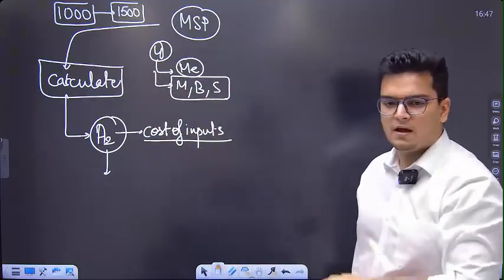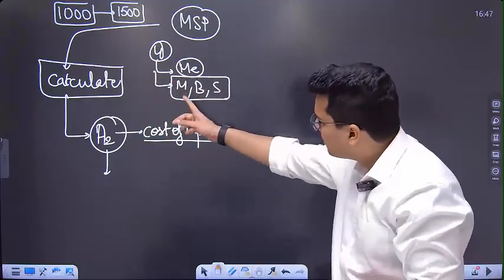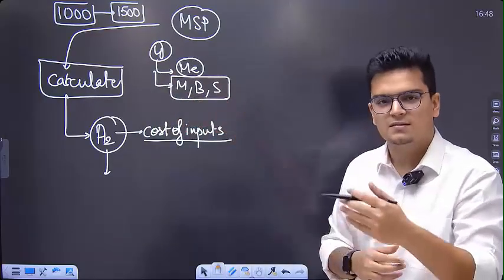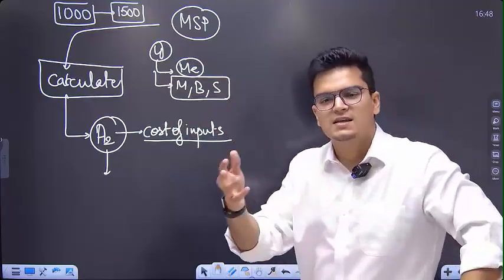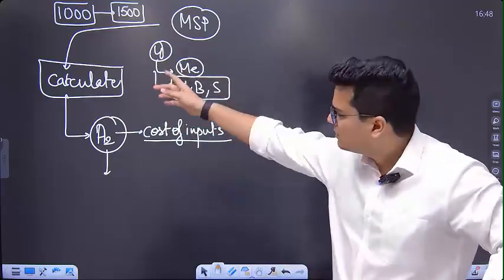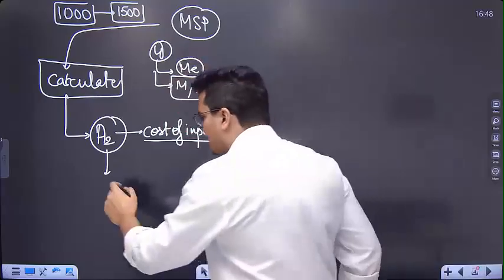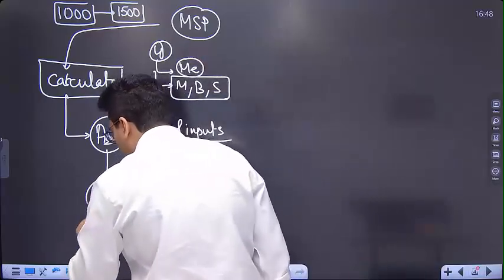So 4 people are working. But I am not going to pay these 3 people. My mother, brother, and sister will not ask for a salary from me. So they say that there is certain family labor that is working in the field.